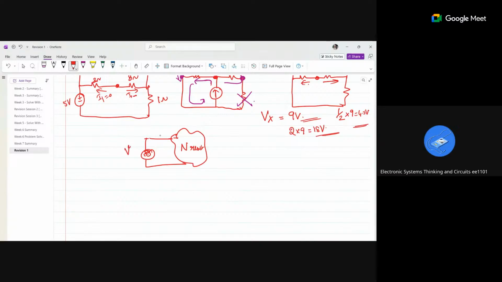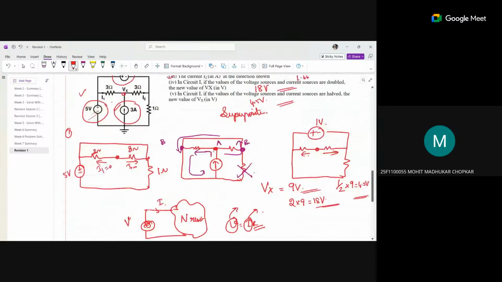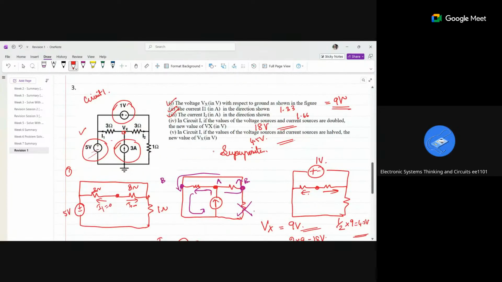So this is the voltage, this is the current. E is equal to IR, right? So if I am doubling the voltage, my resistor will be fixed, so my I will also be changing. So this is to make you familiarize with the superposition principle, then linearity.